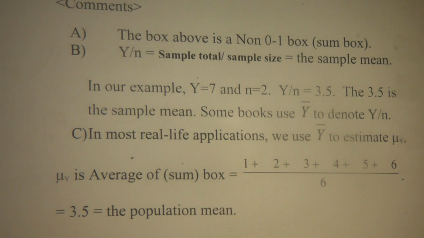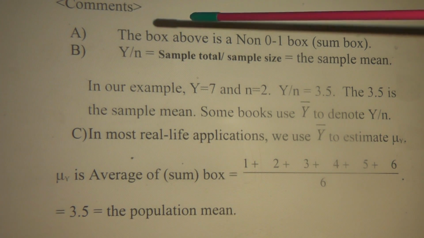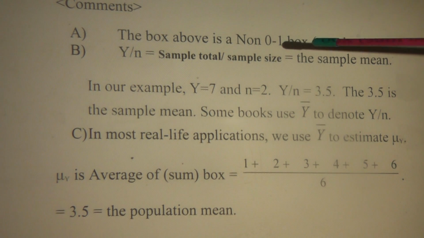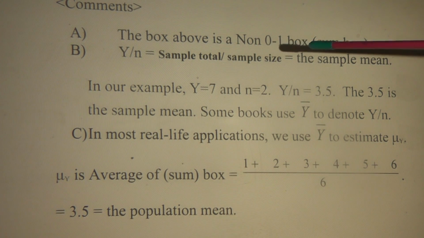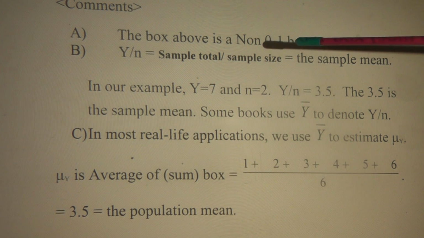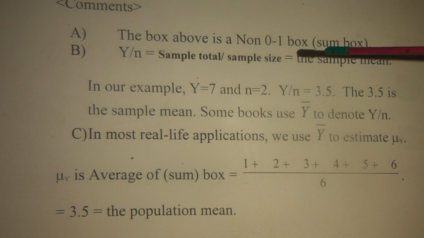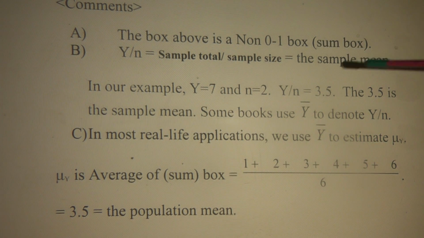Now, this box is a non-zero-one box, because it's not only 0 and 1 that go into the box. You find 1 to 6. So this is not a 0-1 box. We call it a non-zero-one box. And sometimes I call a non-zero-one box a sum box. Okay? Now, second one.